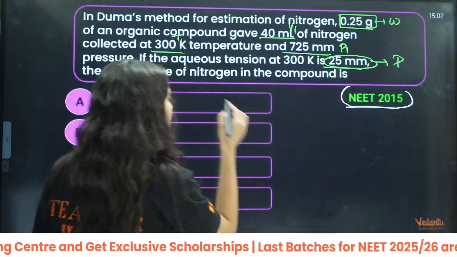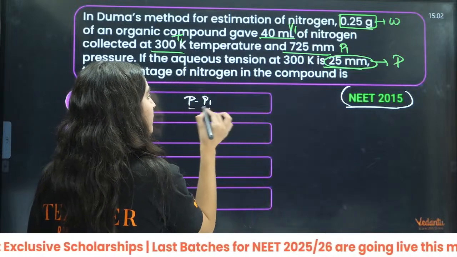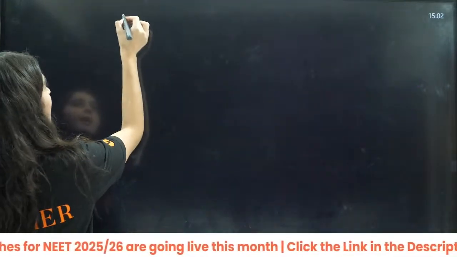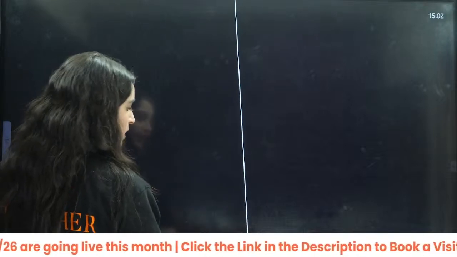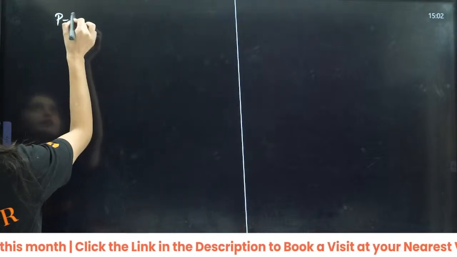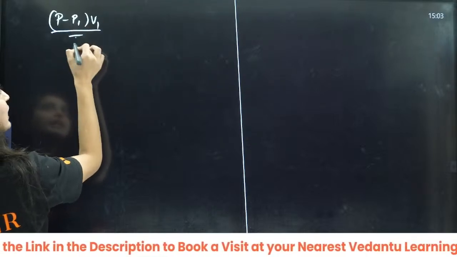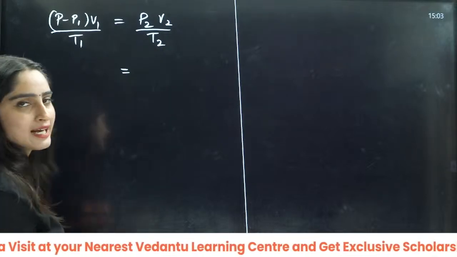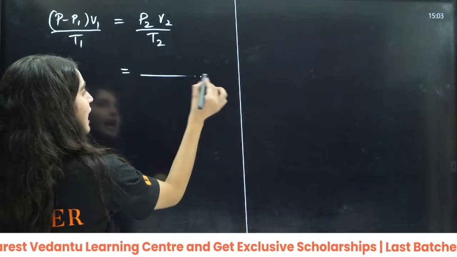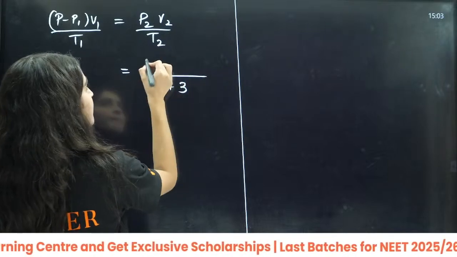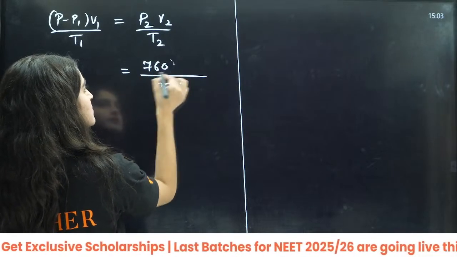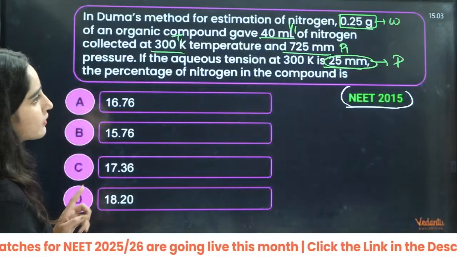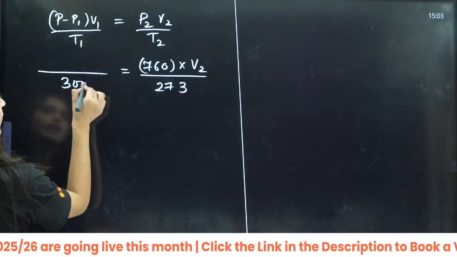So, beta, very simple thing. Firstly, we do (P1 minus P) V1 by T1 equals P2 V2 by T2. Everybody in the chat box, P1 minus P. I told you that T2 is fixed here. T2 is standard, that is 273. P2 is also fixed, that is 760. And V2 you have to calculate from here. T1 here is 300 Kelvin, so we will write 300 Kelvin.